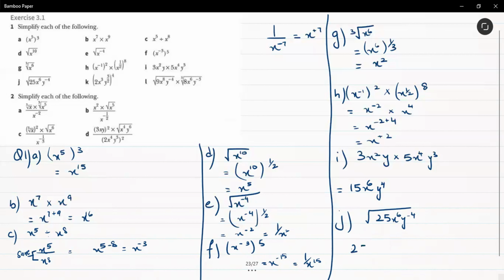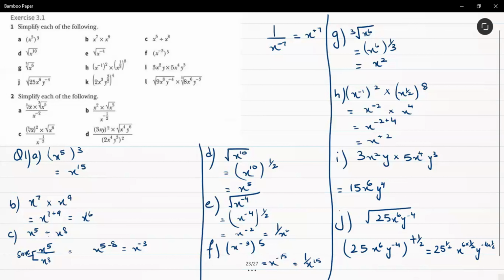We would get 25 x to the power 6 y to the power negative 4, all to the power 1 over 2. Sorry, not negative 1 over 2, positive 1 over 2. An easier way to simplify this is to multiply each power by 1 over 2. So we apply 25 to the power 1 over 2, x to the power 6 multiplied by 1 over 2, and y to the power negative 4 multiplied by 1 over 2.